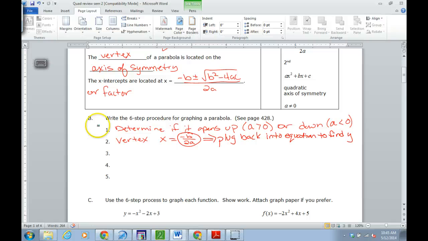Number 3, we are going to look for x-intercepts. We find that when we set y equal to 0, and we can use quadratic formula or we can factor.